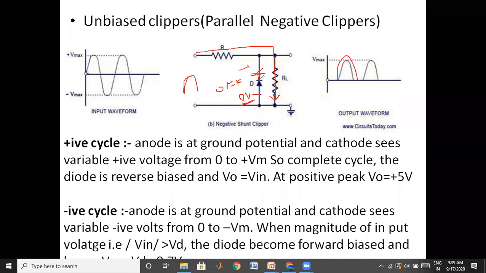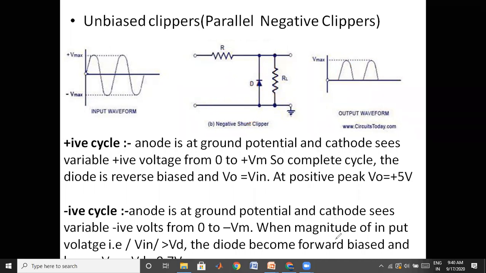When it is on, you get a short circuit. Whatever input flows through this branch, through this diode, gets grounded, so we won't get any output. Therefore the output will be 0 in the negative cycle. You won't get any output at the output terminal. Therefore, this is your parallel negative clipper.